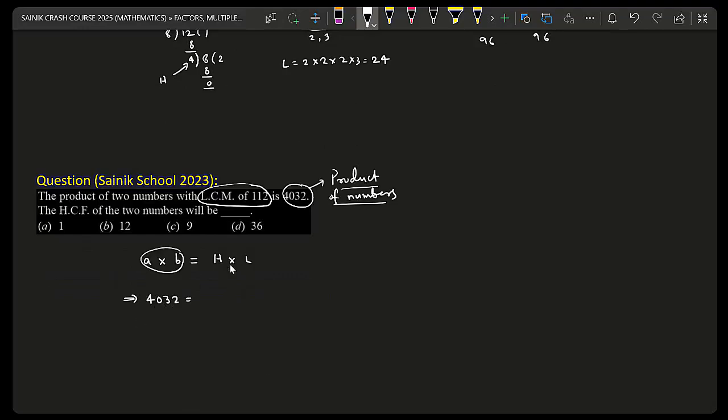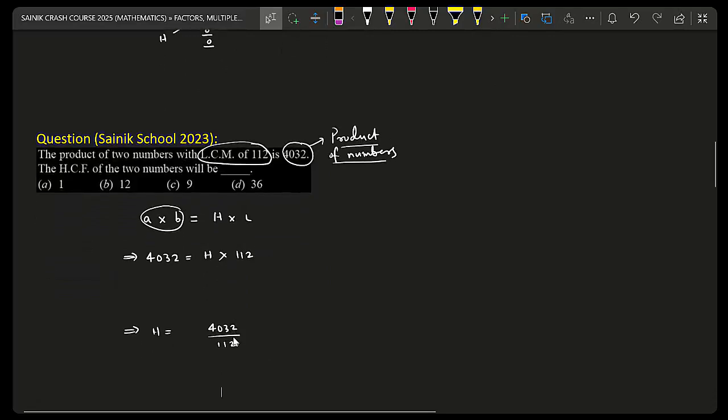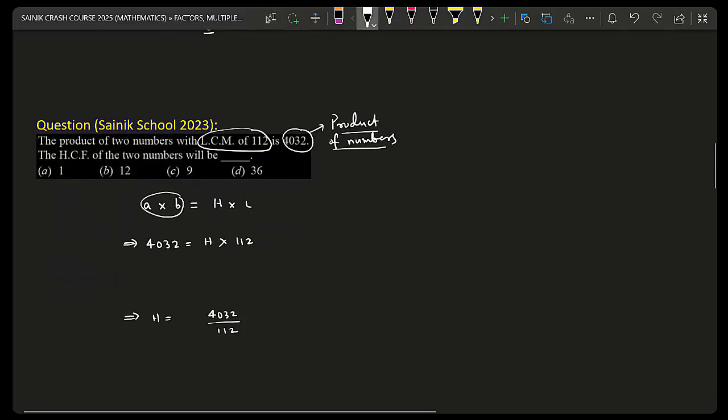HCF we don't know, let us write H only. But the LCM we know. How much is the LCM? 112. By transposing 112 to the other side, we can solve for the value of H. So let's write 4032 divided by 112. Do you know how to solve this simplification? Sir, the answer is 36. Which number did you divide by first? Sir, 3. Both are divisible by 3. You checked by the divisibility rule? Yes. 3 threes are 9. Next, sir, after 6.